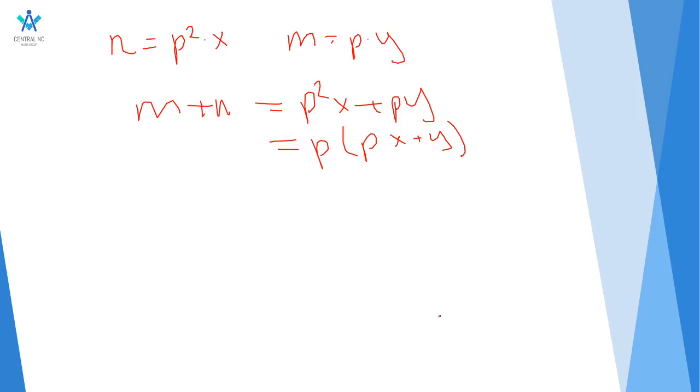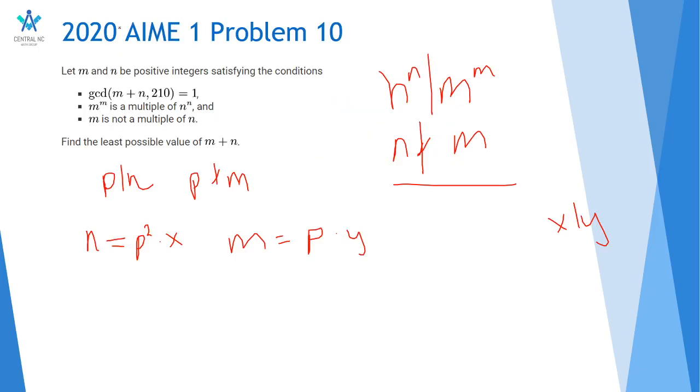We want to choose the least possible p so that we can minimize our sum. However, we have that first condition here, as you remember, GCD of m plus n and 210 is 1.